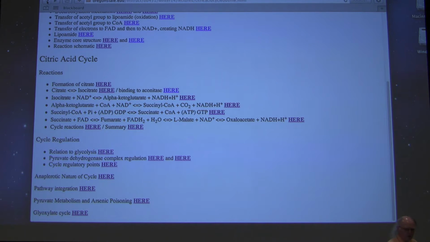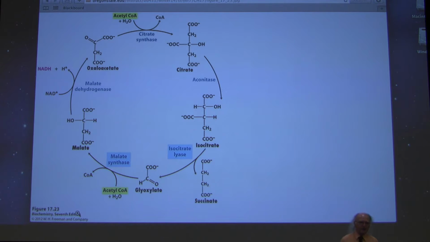Anyway, the glyoxylate cycle, I went through kind of briefly last time, but the glyoxylate cycle is a cycle that's not found in animals, so we don't have it. It's found in bacteria and yeast, and it's made possible by virtue of the fact that they have 2 enzymes that we don't have.